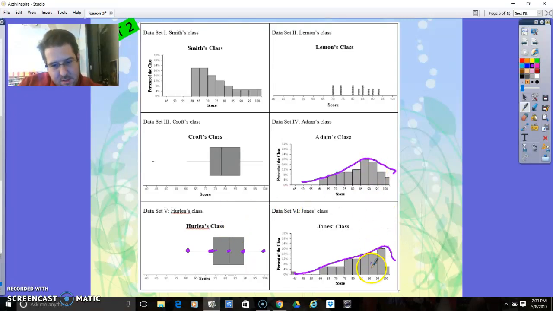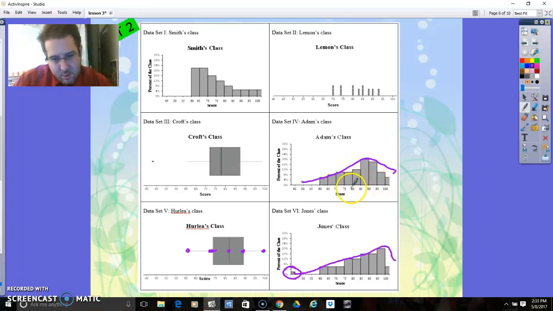Now, between these 2 classes, I would probably say that Jones' class did better. Now, I know what you might be thinking. That outlier is really, really low, but you can't say that a class did worse because of one person. That one outlier might just be one person. Whereas if you look at the rest of the data, you'll notice that the biggest amount of people in Jones' class got between 95 and 100, which is higher than in Adams' class.